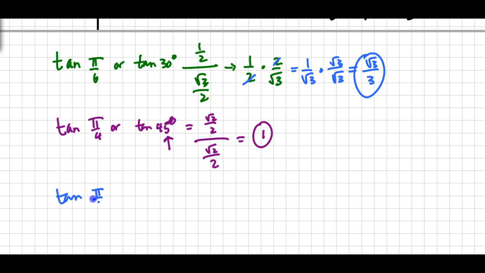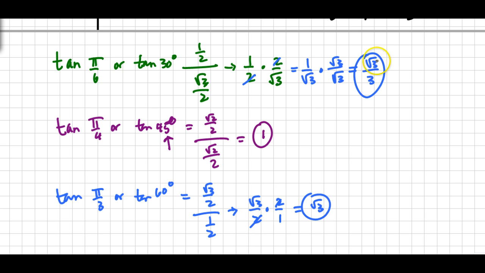And pi over 3 is the same as doing the tan of 60. So it's going to be the reciprocal of what we did when we did the tan of 30. So there's two ways we could handle that. We know that it's going to be the square root of 3 over 2 divided by 1/2, which when you simplify that is going to be the square root of 3 over 2 times 2 over 1, the reciprocal of the bottom. 2's cancel and we get square root of 3.